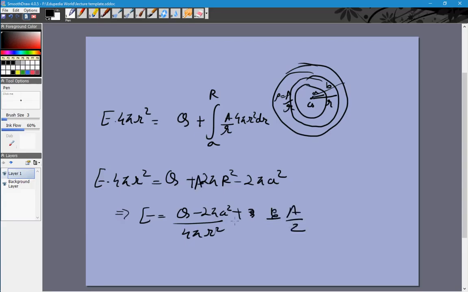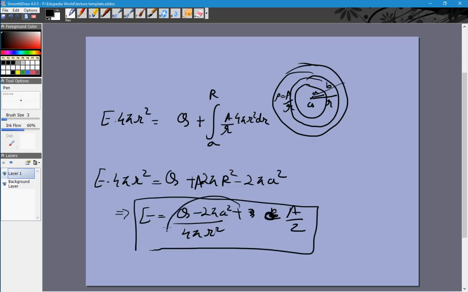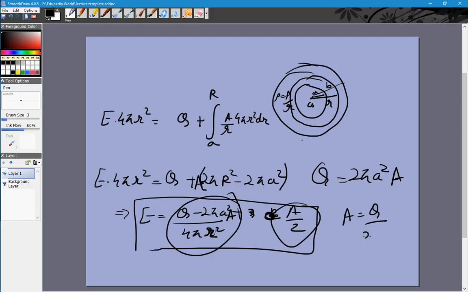Now we want this thing to be independent of R, which means this term has to be 0 because we have a small r here. This is a constant. So Q should be equal to 2 pi A squared. Again, sorry, my mistake. A is multiplied everywhere, so this is also an A. So Q should be 2 pi A squared times A, and we were asked the value of A. That will be Q by 2 pi A squared, which will give me the answer as option 1.